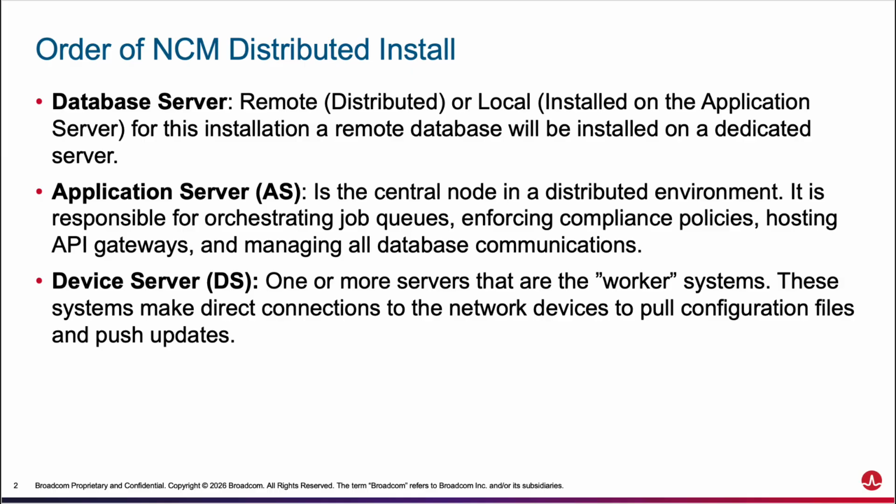Following the database setup, the process moves to the application server installation. As the central node of the NCM environment, this server acts as the primary controller for orchestration, policy enforcement, and API management. Because the application server must be able to communicate with the data tier immediately upon deployment, you will need to have the IP address of the previously installed database server ready to complete the configuration.